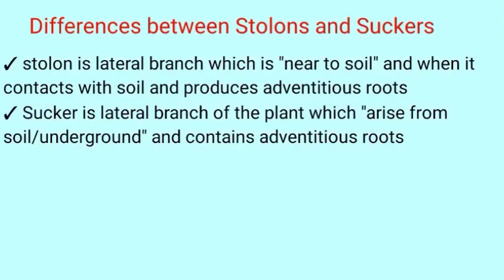Differences between stolons and suckers. A stolon is a lateral branch which is near to the soil, and when it contacts the soil it produces adventitious roots. But in the case of a sucker, the lateral branch is raised from the soil or underground and it contains adventitious roots.